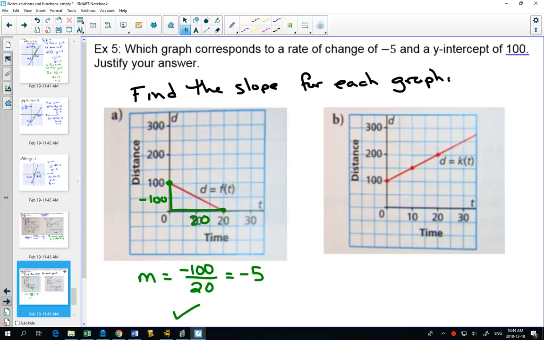If we took 2 points on the second one, we have a run of 10 and a rise of 50. The slope of this one, the rise is 50, the run is 10. This one has a slope of +5.